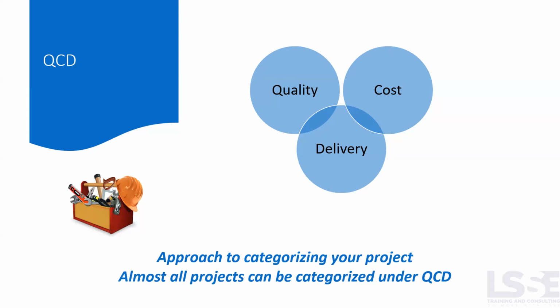Typically, if the problem can be categorized into a delivery or timeliness problem, this is where you use the lean tools. Okay, the lean approach. The lean approach is very helpful when you want to improve a process that deals with timeliness, if you want to improve cycle time.